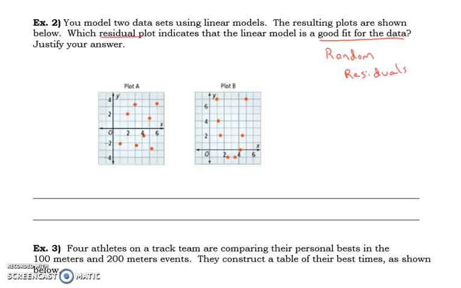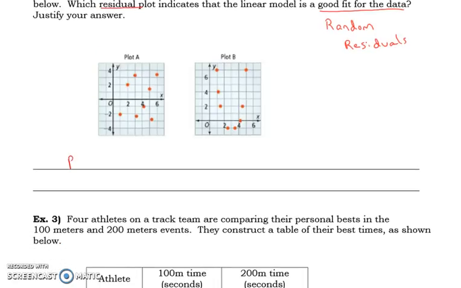So if I look at plot A and plot B, I want the points to be scattered around the x-axis. And the only one that does that is plot A, because plot B tends to form more of a parabola picture. So plot A indicates a good linear model, because once again the points are random around the x-axis. They're evenly distributed around the x-axis.